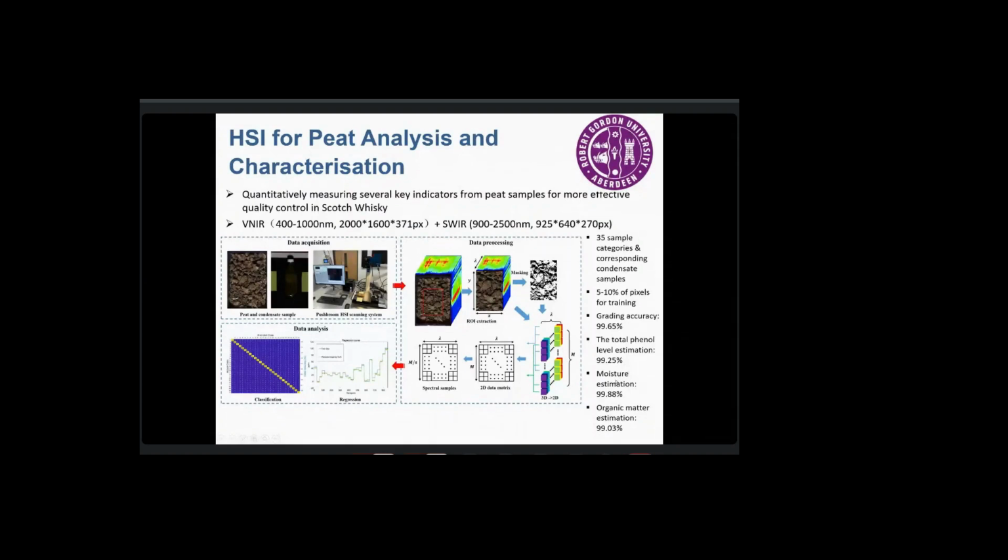99.25, moisture estimation, and the organic matter estimation. It's over 99%. They're very, very high accuracy there based on this particular application.